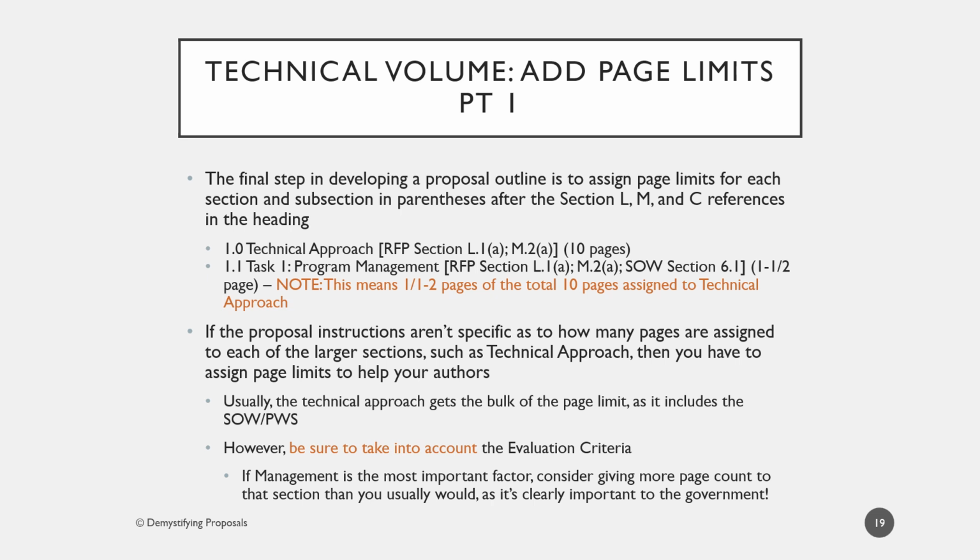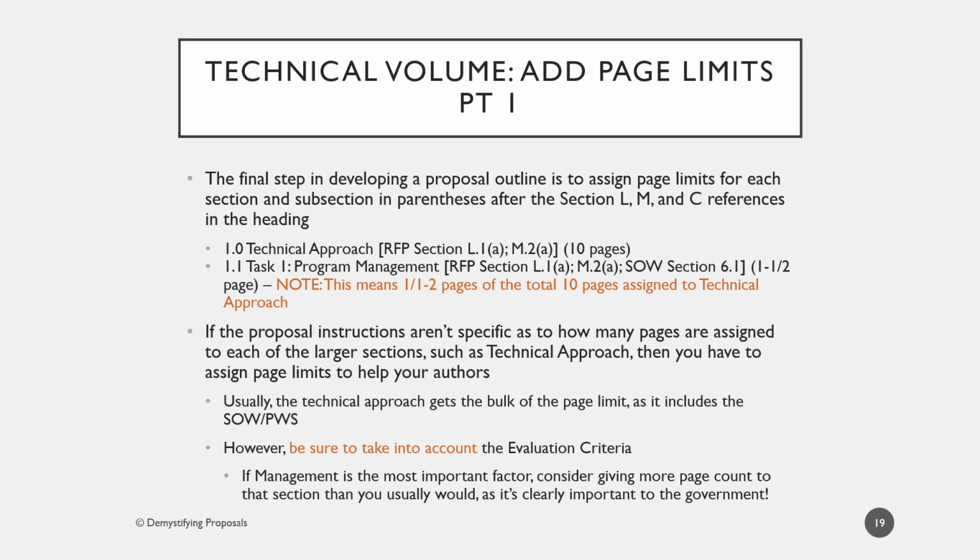Then you want to break down the next sections as appropriate. So section 1.1, task 1, program management, might be assigned only 1.5 pages. Note that this means that 1.5 pages is part of the total 10 pages assigned to the technical approach, meaning you have 8.5 more pages to assign to those sections of the technical approach.